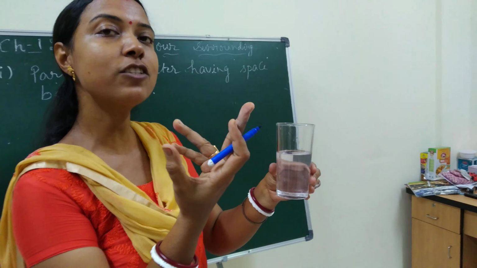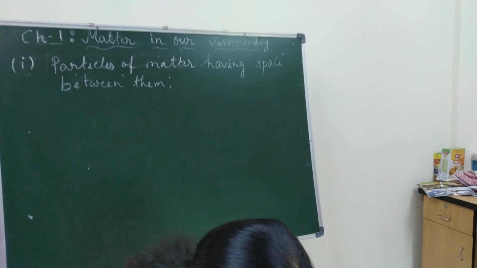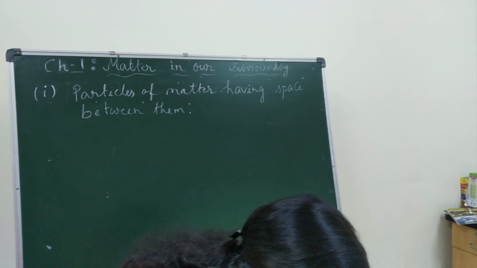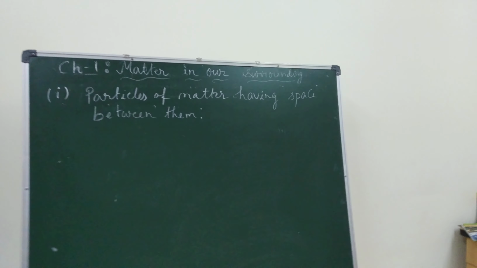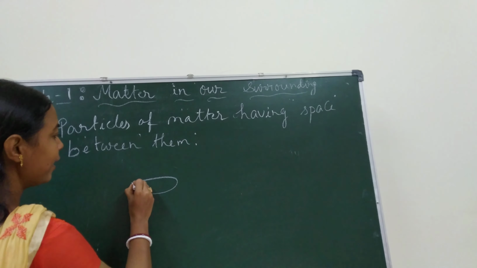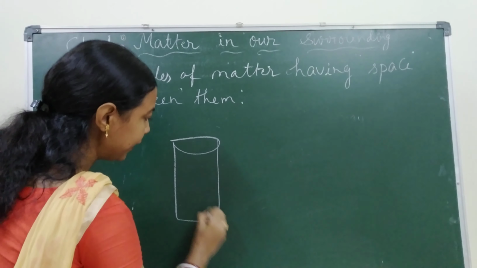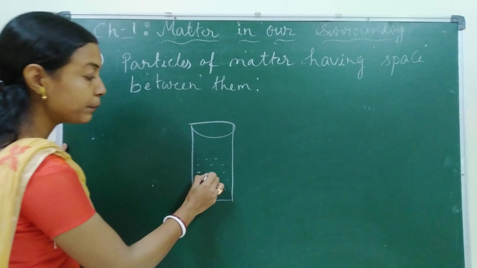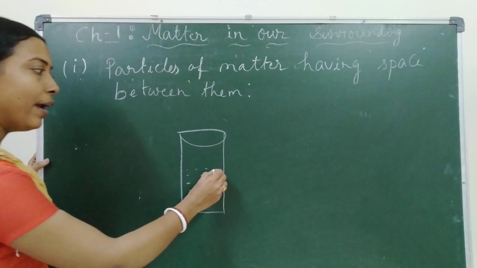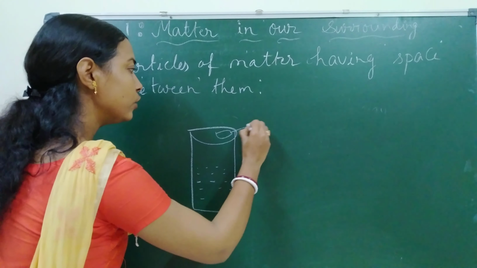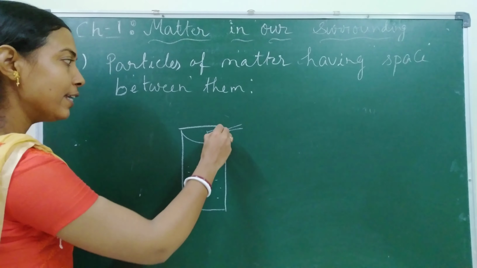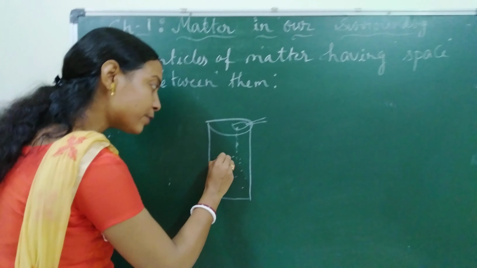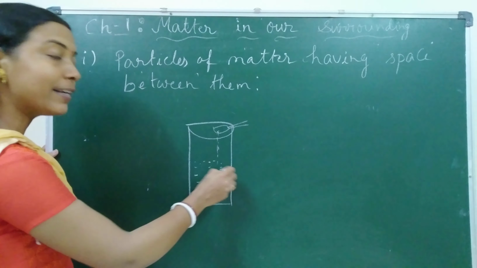If I added something, then where did this salt particle go? That means, in water, when I first took the water, there are spaces between the water particles. When I added salt into it, the salt particles go between the spaces of the water particles.